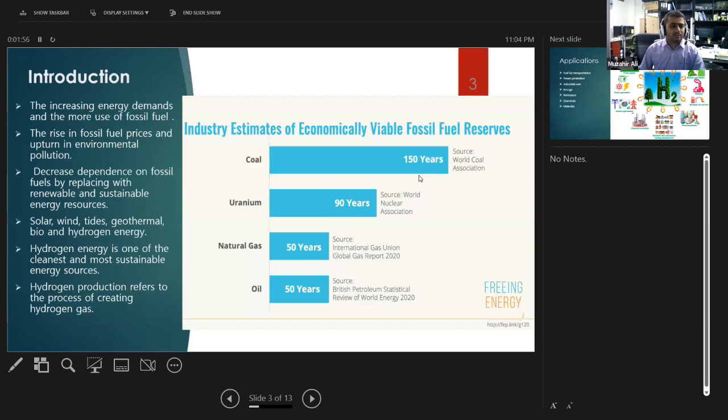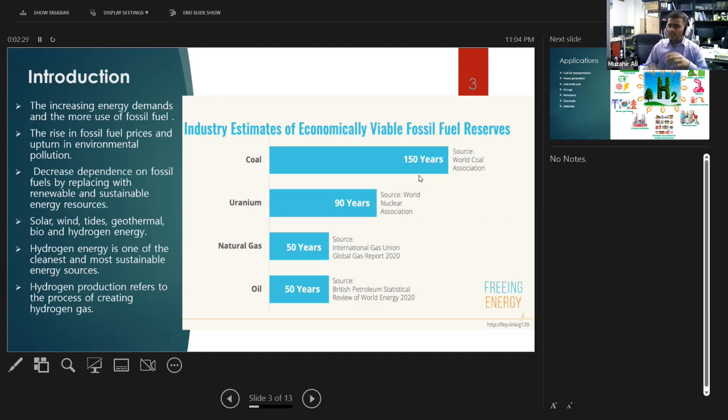As you know, the energy demand is increasing day by day, and to fulfill this energy demand, people are using more and more fossil fuels. Because of the high demand for fossil fuels, there is a rise in their price, and because of their use, there are also environmental problems.